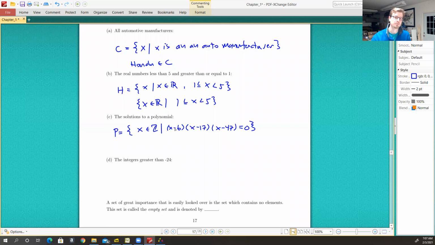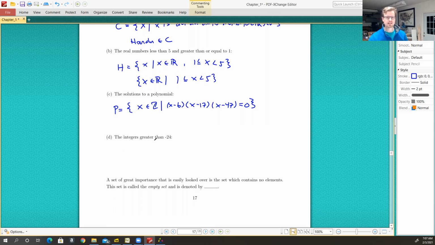So I'm looking at the numbers 6, because 6 minus 6 is 0, making all of this 0. I'm looking at 17 because 17 minus 17 is 0, making all of this 0. And 47 minus 47 is 0, making all of this 0. So those are my three solutions to the polynomial. So I'm looking at those three integers.